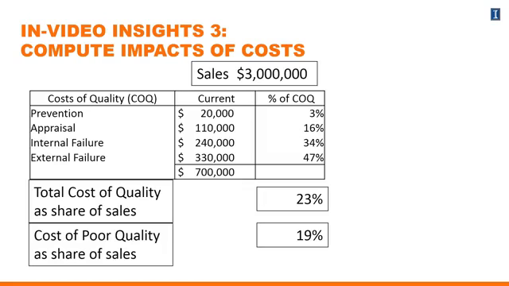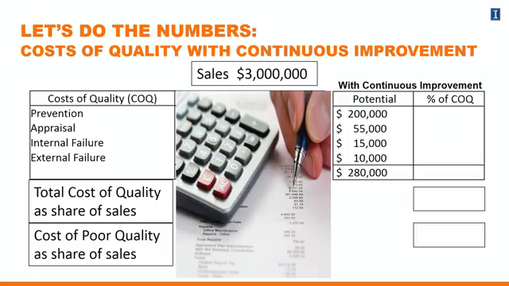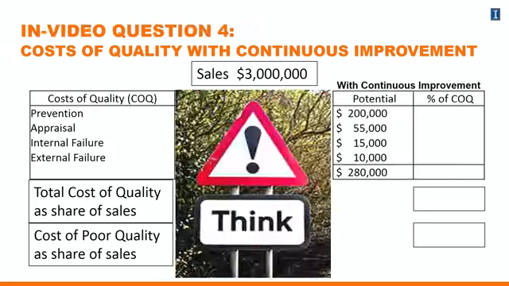Now let's take a look at this from the perspective of if there is a continuous improvement initiative. So let's say this company had a continuous improvement initiative in place and they've had it for some time. Now you look at the way the costs have changed. Hopefully we'll be able to see a contrast between what we saw before the continuous improvement program and after. So again, take a minute and do the calculations, and we'll come back and see what we find.